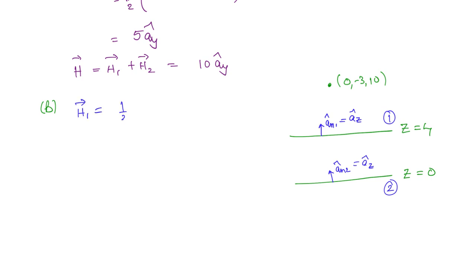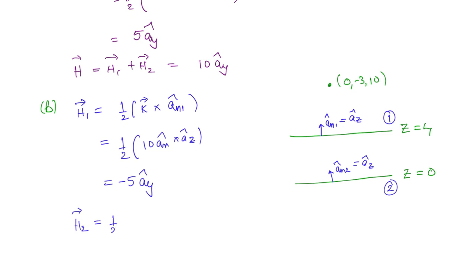This is going to be 1/2 k̄ × n̂1, so this is equal to 1/2 (10 âx × âz). Okay, so this you are going to get −5 ây, and similarly H̄2 is equal to 1/2 (−10 âx × âz). Okay, so x cross z is −5, so here the minus is there, so the final answer is going to be +5 ây.